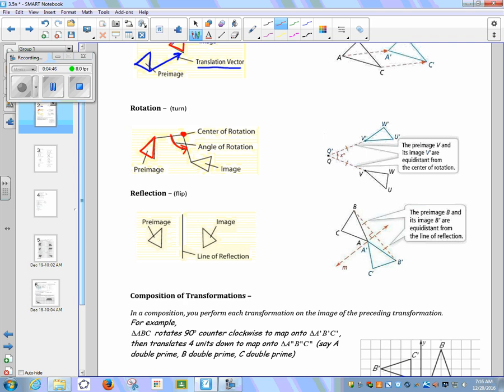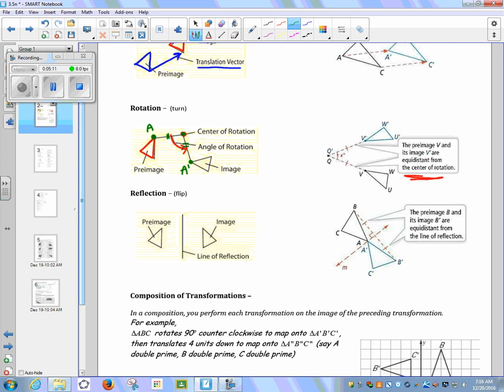The pre-image and its image are equidistant from the center of rotation. So this point here, let's call it A, when it becomes this point, A prime, it's still the same distance from the center of rotation. So it's never going to get any closer.